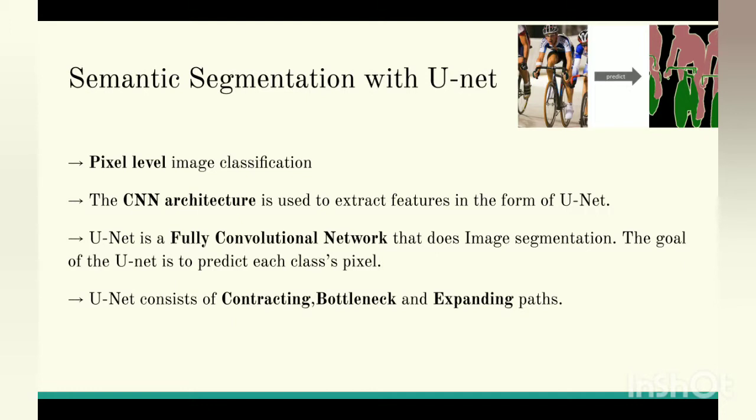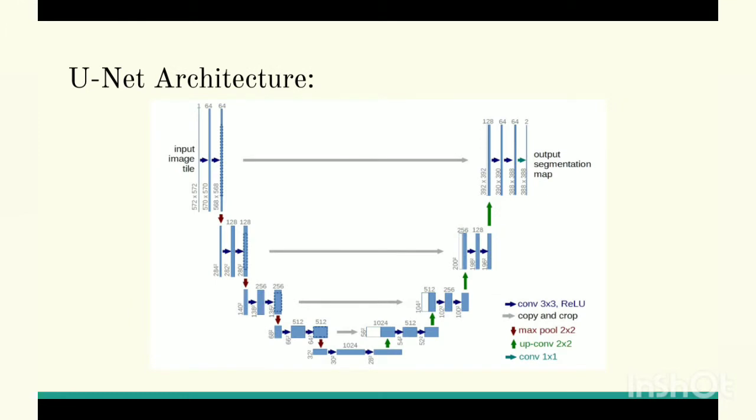Also, the UNet model is a fully convolutional network, so the input can be any image of any size, and the output will be an image as well. UNet consists of contracting, bottleneck, and expanding paths, which are also called encoding and decoding paths. This is the UNet architecture from the original paper named U-Net: Convolutional Networks for Biomedical Image Segmentation.